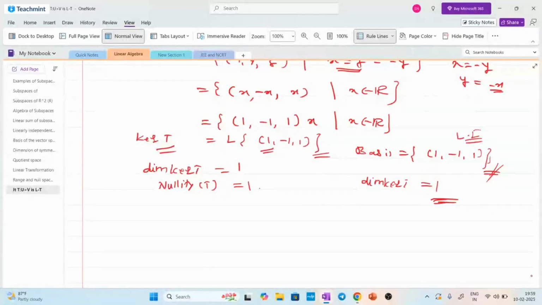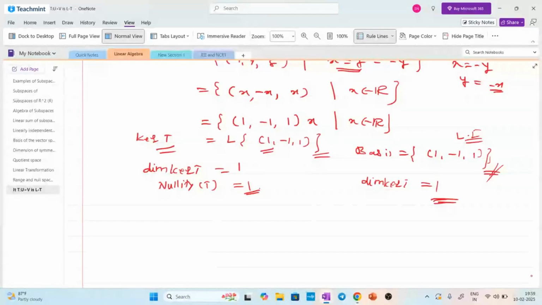Remember this property. And it is the linear span, as already given, the kernel of T is the linear span of the vector (1, -1, 1). Therefore, both conditions hold for a basis. It is a linearly independent and spanning set. Therefore, it is a basis and its dimension is 1. That is called the nullity of T.